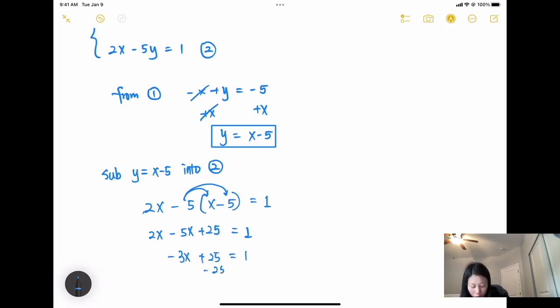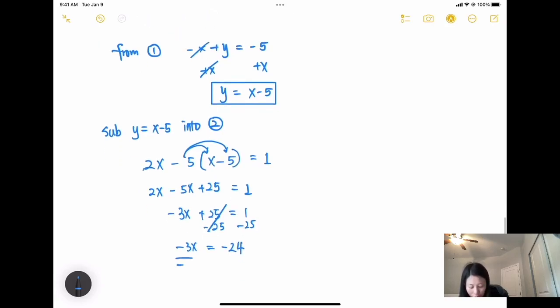And then I subtract 25 on both sides. So I have negative 3x equals negative 24. And then divide by negative 3 on both sides. So I have x equals 8.